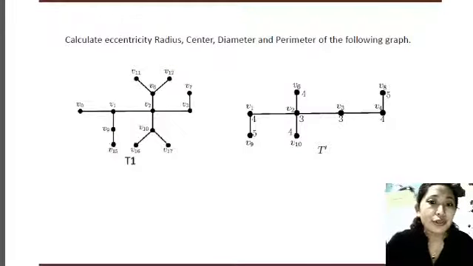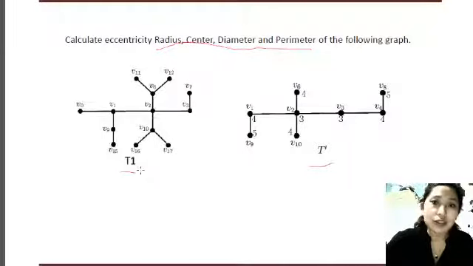So all of you should try this example. There are 2 trees, T1 and T dash. You calculate the 4 parameters, that is radius, center, diameter and perimeter. Obviously you need to calculate the eccentricity of all the vertices. So you calculate these 4 parameters for these 2 trees.